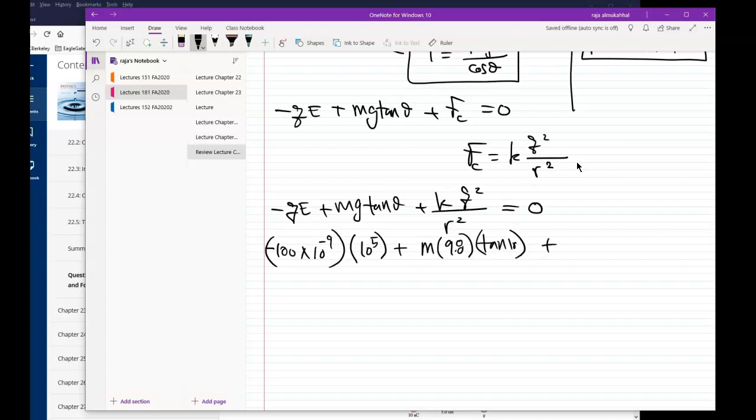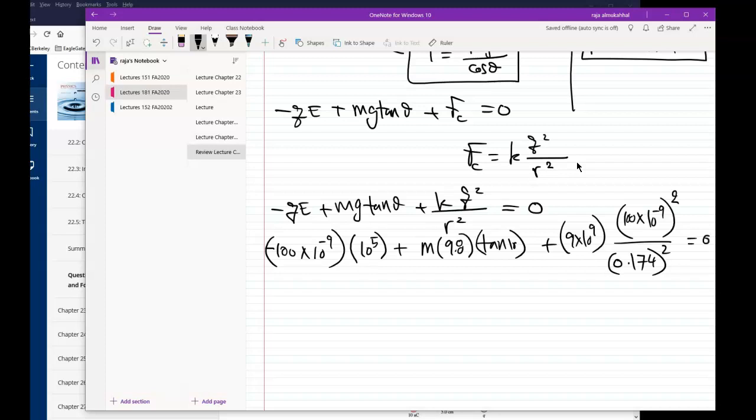plus, and now we come to Coulomb's law, so that's 9 times 10 to the 9. Multiply this by Q squared, which is 100 times 10 to the negative 9 quantity squared, divided by the distance, which is 0.174 quantity squared, equals 0.